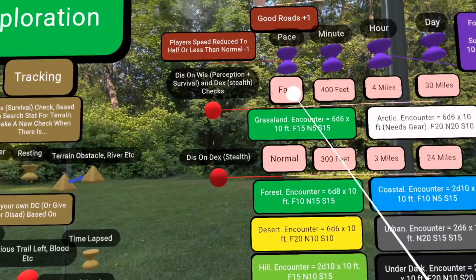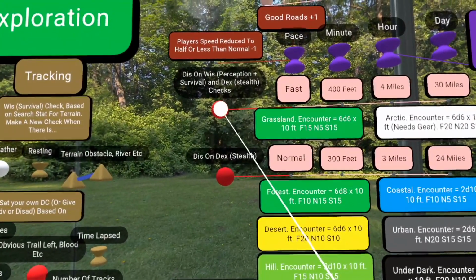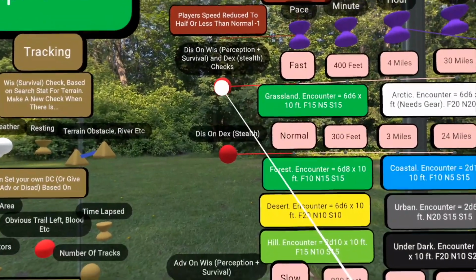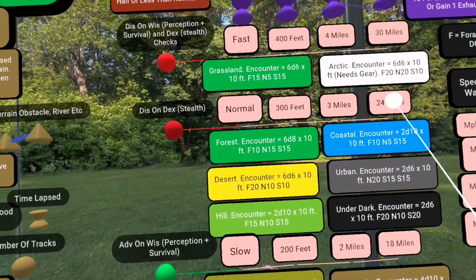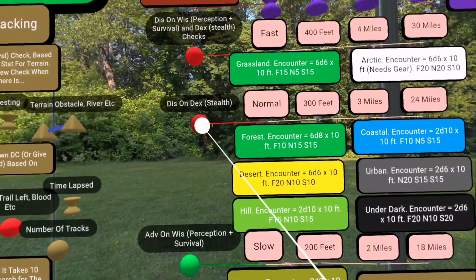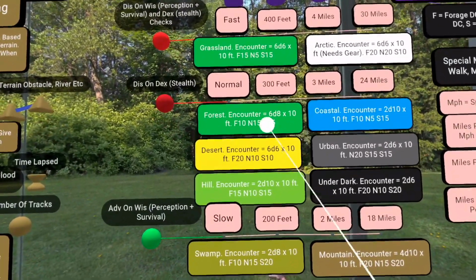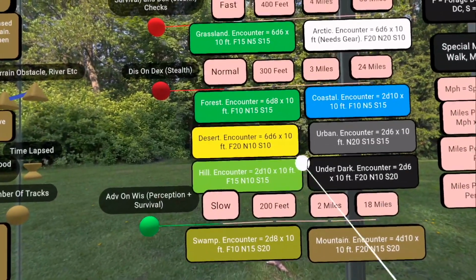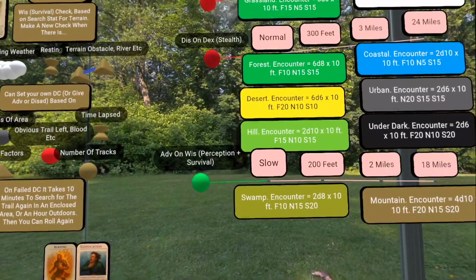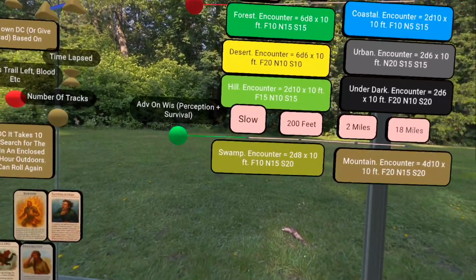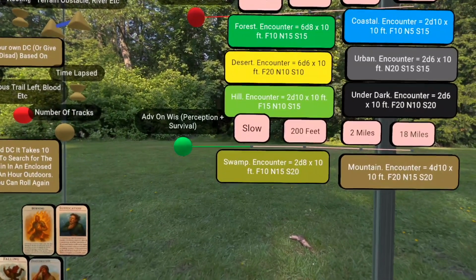It's also showing you here that if you travel at a fast pace, you get a disadvantage on wisdom perception plus survival, and dexterity stealth checks, all right? Normal pace, again, here, you get a disadvantage on dexterity stealth checks. And these are all the environments where you can travel at a normal pace. So at a slow pace, you would get advantage on perception and survival checks because you can spot things a bit easier because you're traveling slowly.